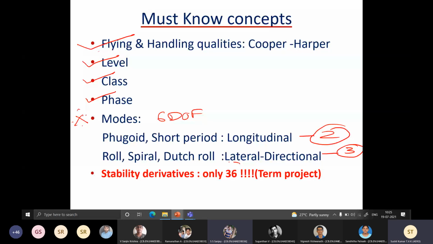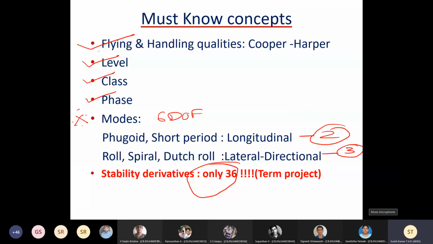So stability derivatives, already I told you something like x, u, and all those things, right? So it's nothing but dou x by dou u. So there are 36 of them. And these 36, I will not be deriving all 36, but important ones I will be deriving. There will be around 11 of them.